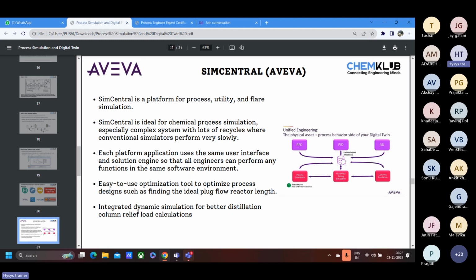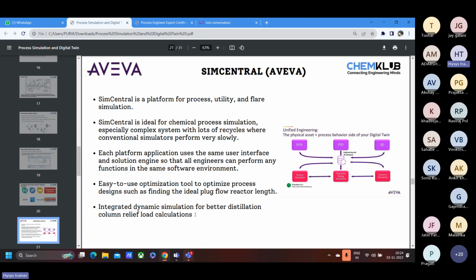So SimCentral is ideal for your chemical process simulation, especially complex ones with a lot of recycles where conventional simulators perform very slowly. Each platform application uses the same user interface and solution engine so that engineers can work in the same software environment. It has easy-to-use optimization tools to optimize your process design, such as finding the ideal plug flow reactor length, integrated dynamic simulation for better distillation column design, and relief load calculation.